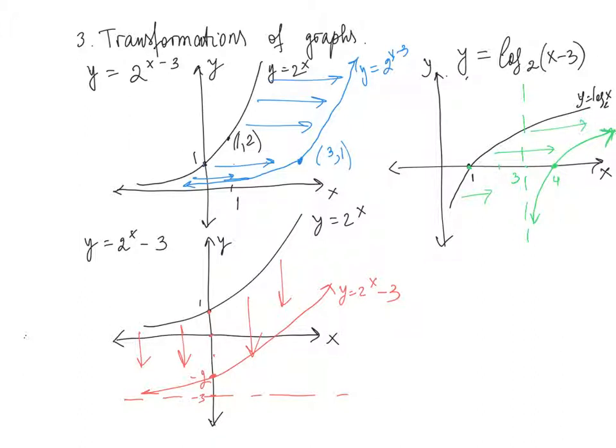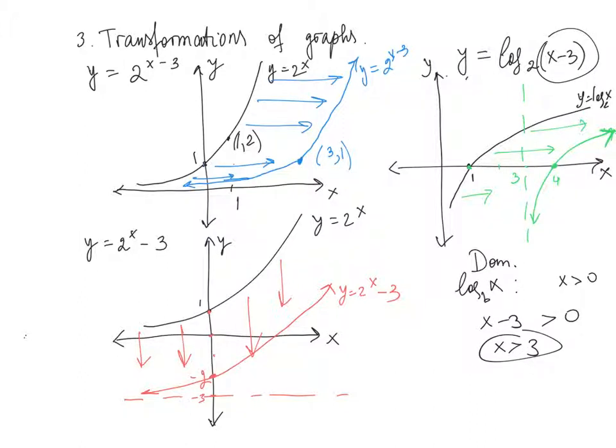And one important thing that I need to stress. Let's look at domain and range of this new function, logarithm x minus 3. Domain. Basic logarithm graph, whatever the base is, always domain is x greater than 0. But in my case, it's x minus 3. So I need to require that x minus 3 is greater than 0. In other words, x is greater than 3. This will be my domain.